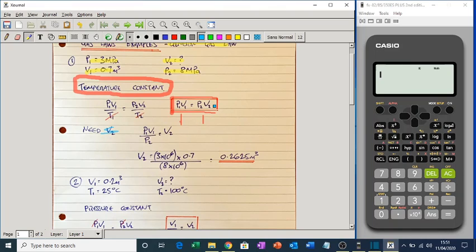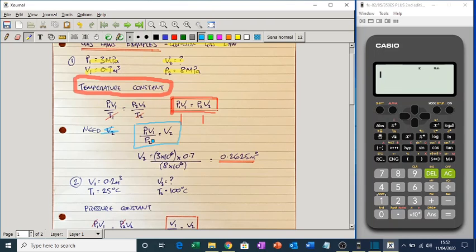So I'll just rearrange this formula to find V2. So P1V1, if I bring the P2 down, because it's multiplied by there, divide both sides by P2 gives me that. So then it's just a case of putting your numbers in. So P1V1 over P2 equals V2. They're all in the same units, pascals and cubic meters. There's no temperature, so we haven't got to worry about converting to Kelvin.